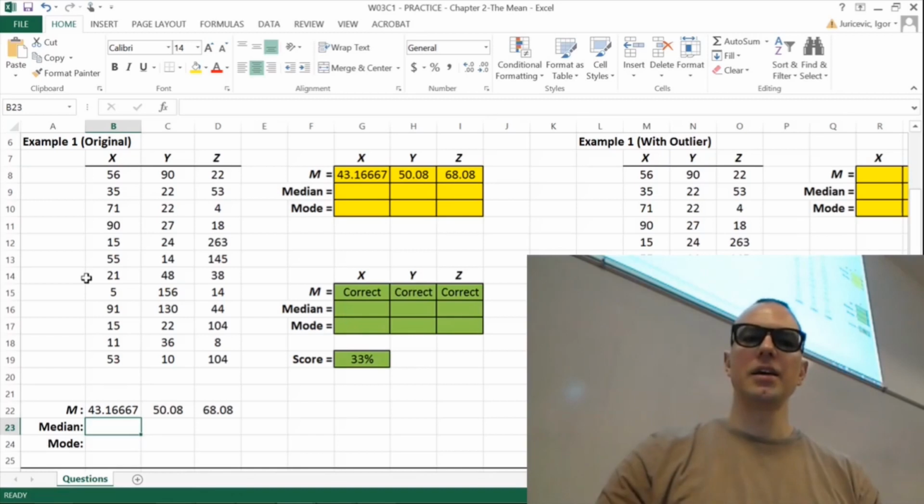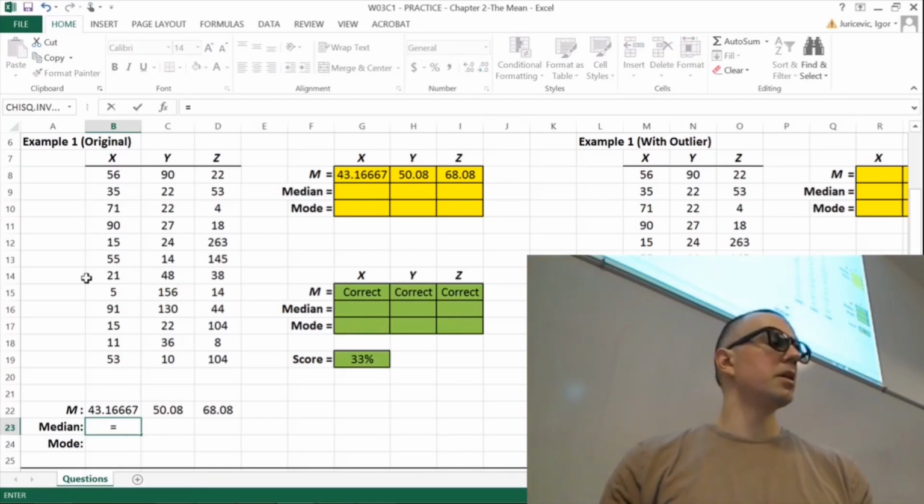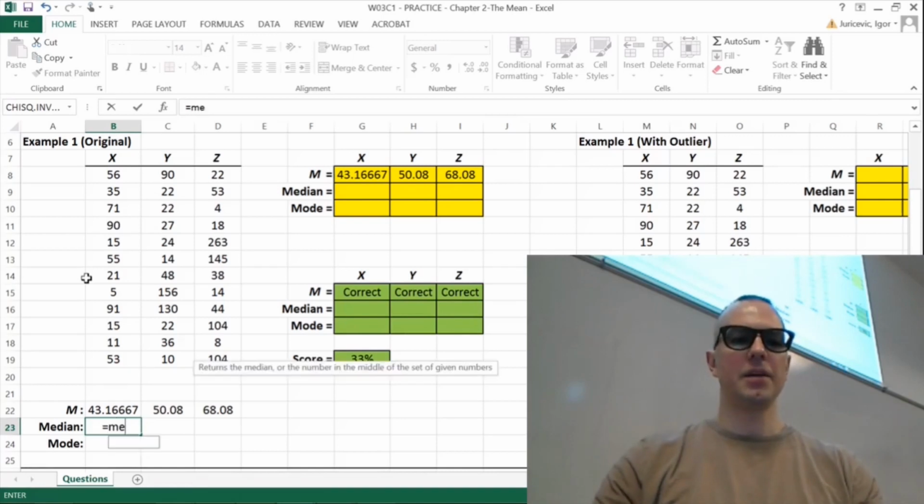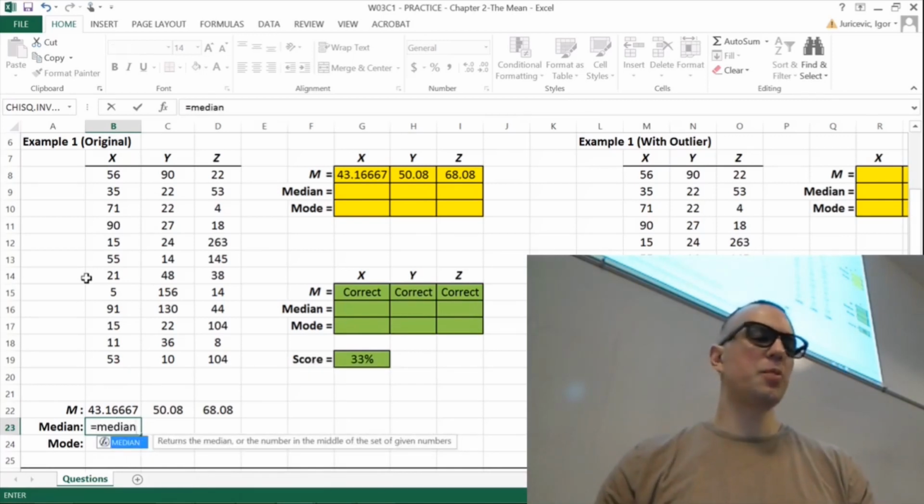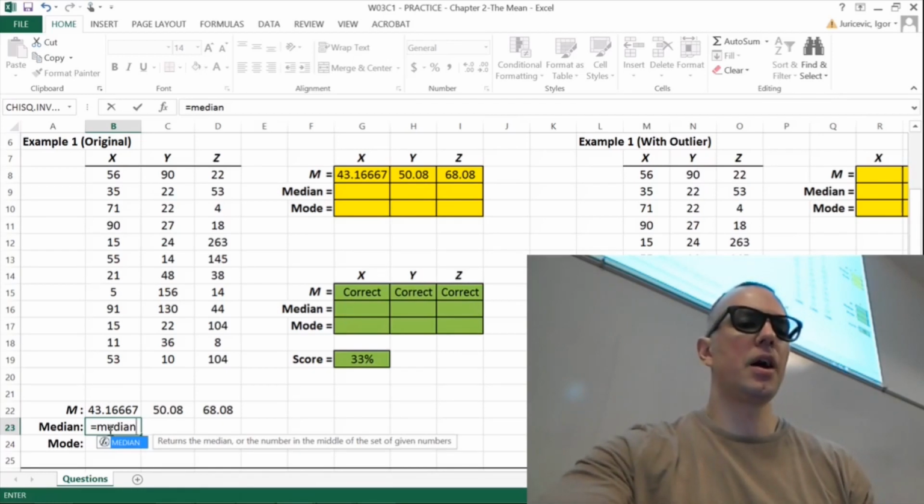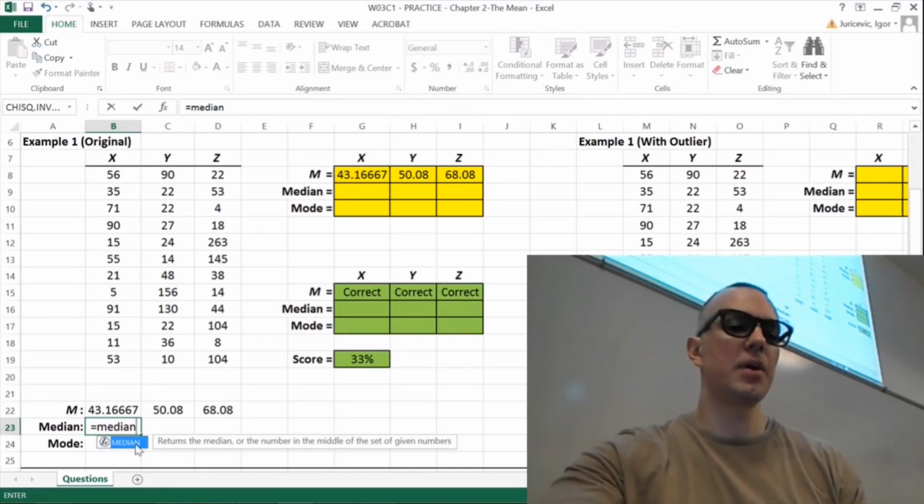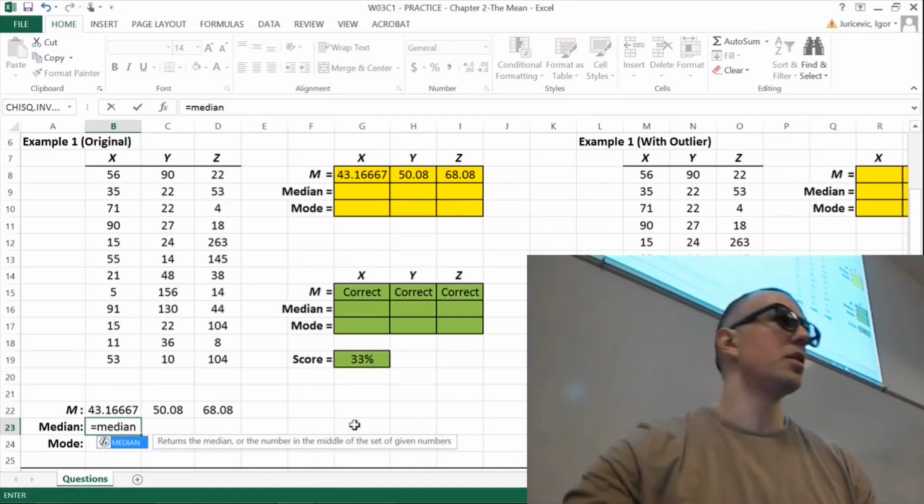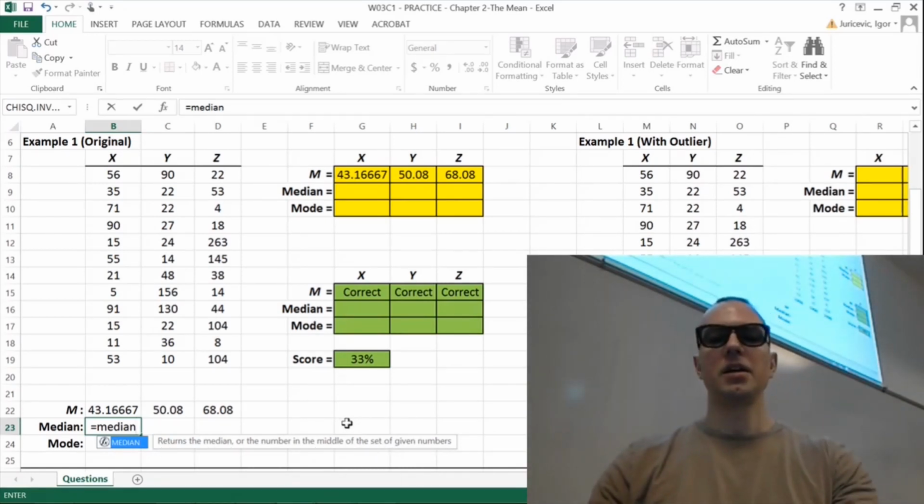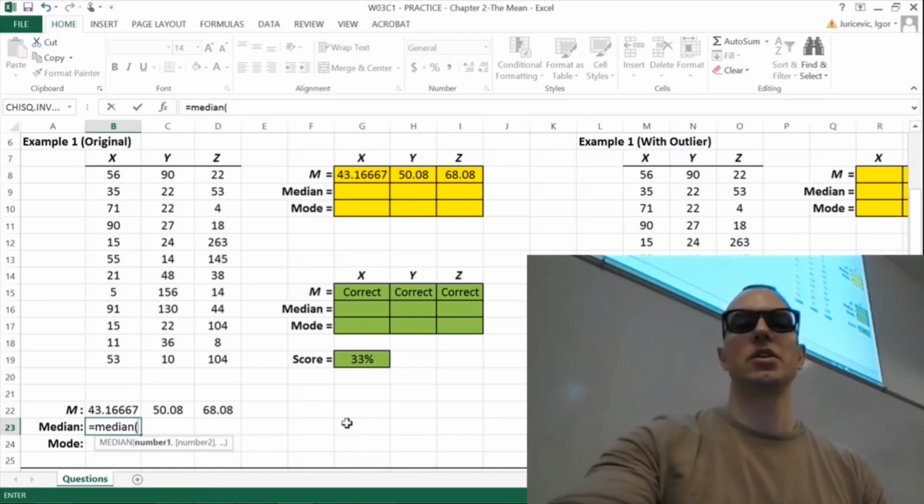The median is very straightforward in Excel. The formula for median is median. Once again, I'll just point out that Excel has a very nice feature. When you type in a function, it'll suggest what it thinks that you're trying to type in, and it'll give you a description. This returns the median, or the number in the middle of a set of given numbers. That's exactly what we want. It gives us a little bit of confidence, especially in this early going.